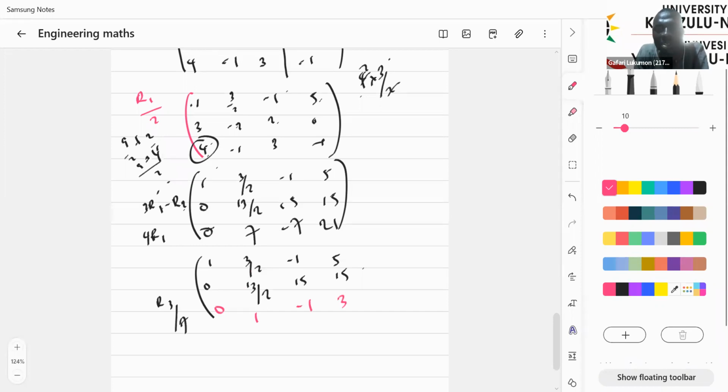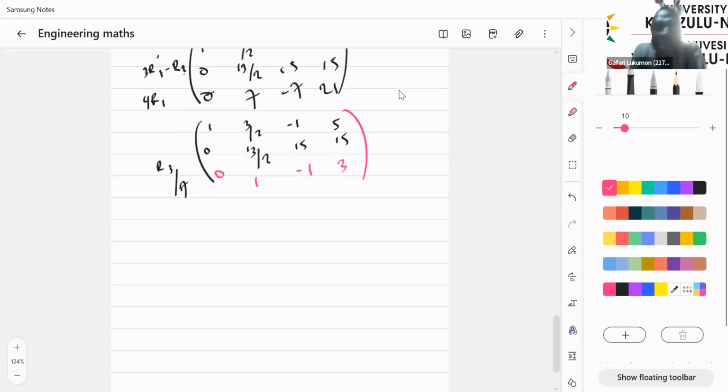21 divided by 7, that is 3. You see what I mean? Okay, now let us make this to be 0 as well. How do we make this to be 0? Is to make this also 13 over 2.